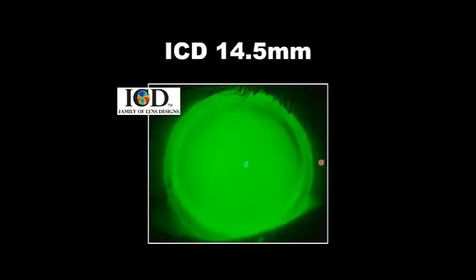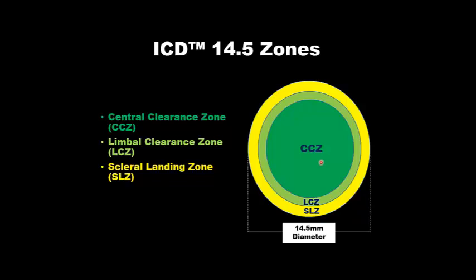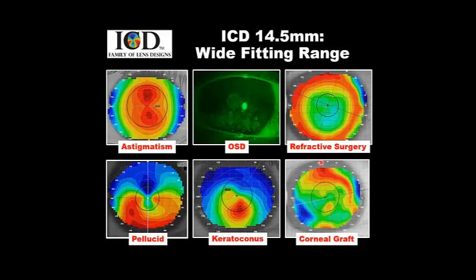Now there's also, as I said, a smaller version of the ICD, the 14-5, and this lens is helpful when you've got a really deep set eye or a patient that's struggling with insertion and removal of the bigger lens. It's beneficial in smaller corneas and maybe more normal corneas. It's constructed the same way as the regular ICD. You have 3 principal zones: central clearance zone, limbal clearance zone, scleral landing zone, same nomenclature as with the larger lens. And the 14-5, we fit it on virtually every eye shape.